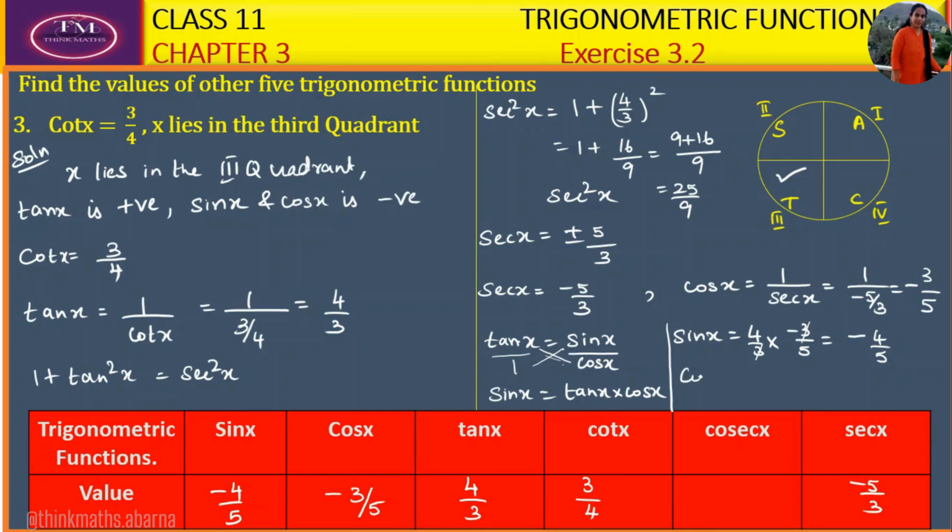What about cosecant x? It is 1 by sin x. So 1 by minus 4 by 5. So minus 4 by 5 will become 5 by 4. So it is minus 5 by 4 for cosecant x. Clear?